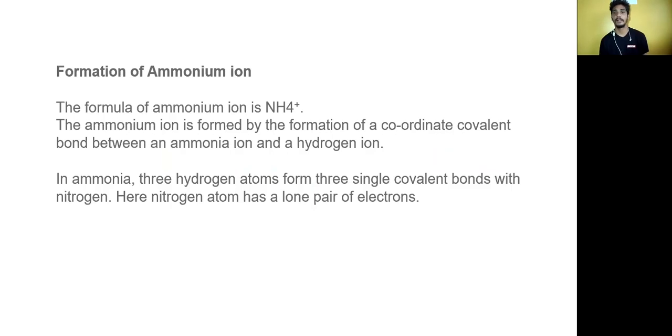Now let's talk about ammonia, that is NH3. But here the ammonium ion is there. What is the ammonium ion? The formula of the ammonium ion is NH4+, meaning NH3, that is ammonia, plus one hydrogen incorporated into the structure because of a lone pair of electrons. Whose lone pair? The nitrogen's. How many? One lone pair. It is a bond between ammonia and a hydrogen ion. In ammonia, three hydrogens form three single bonds with nitrogen. Here nitrogen has one lone pair of electrons.